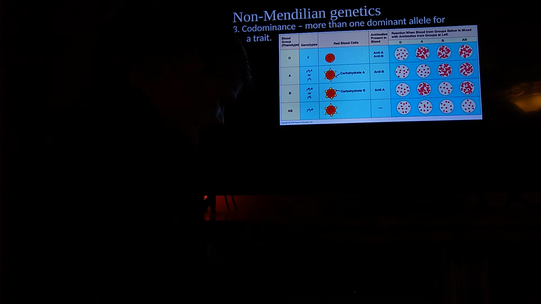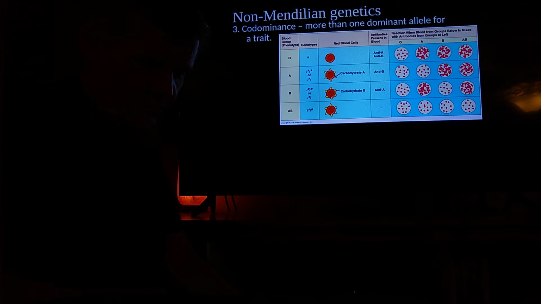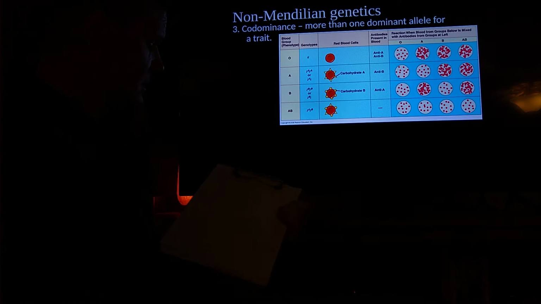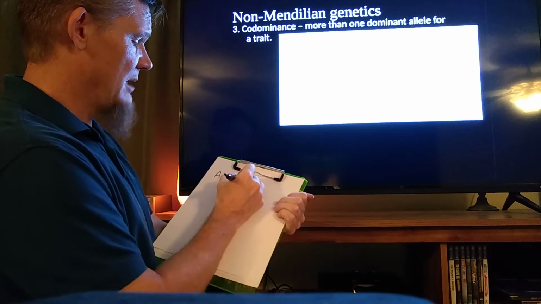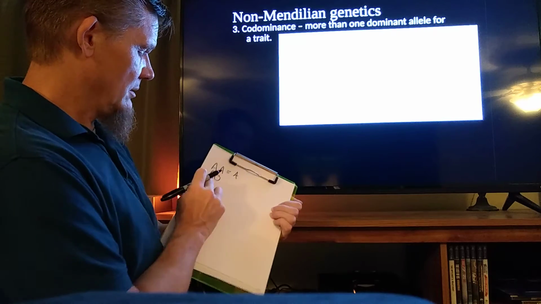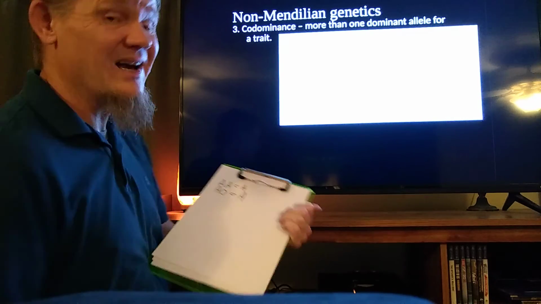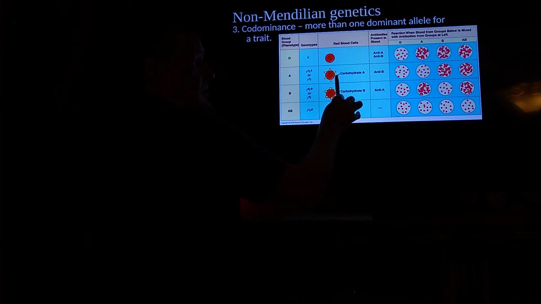Remember, we said A is dominant, B is dominant, O is recessive. So if I get two A genes from my parents, it means I have type A blood. If I get an A and an O gene, one from my mom, one from my dad, I still have type A blood. What does type A blood mean? It means that I have a particular molecule on the surface of my red blood cells, and in this case it is the A variety.